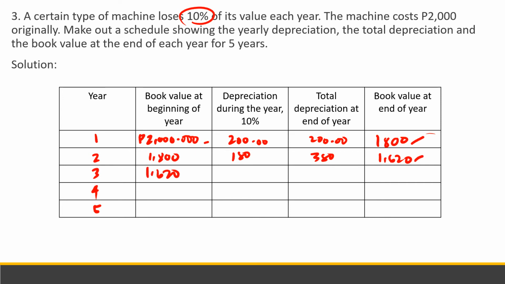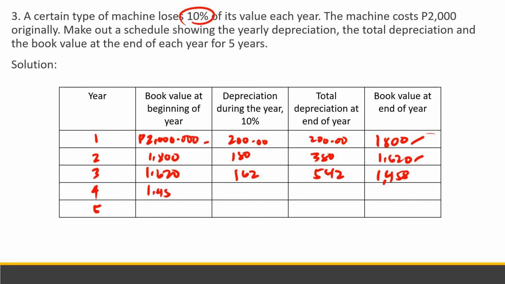So i-repeat lang natin yung process. So mahirap yung formula kanina, but pag isosolve mo na siya in a tabulated form, mas madali siyang isolve. Okay, so 10% of 1,620 is 162. So the total depreciation is 542. So the book value at the end of third year is 1,458 pesos.